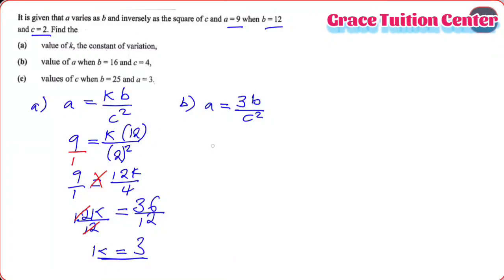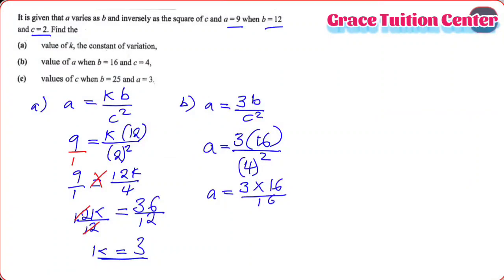So we substitute there. To find the value of A, we write 3. Where there's B, we put the value of B, which according to this question is 16, over, where there's C, we put 4, so we're going to have 4 squared. So our value of A will be equal to 3 times 16 over 16, because 4 to the power 2 is 4 times 4, which is 16. To make our work easy, instead of multiplying 3 times 16, we can just cancel out the 16 and 16. That is 1.